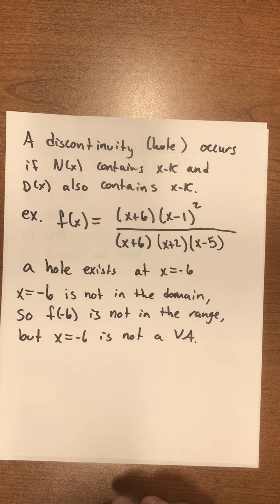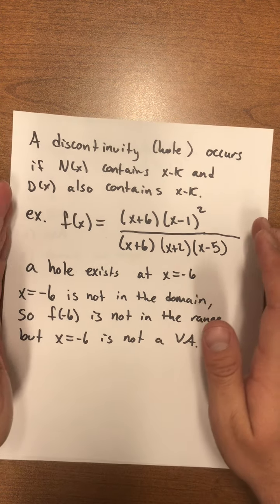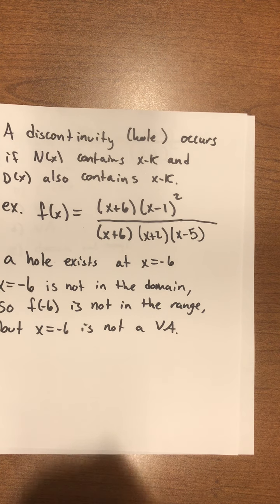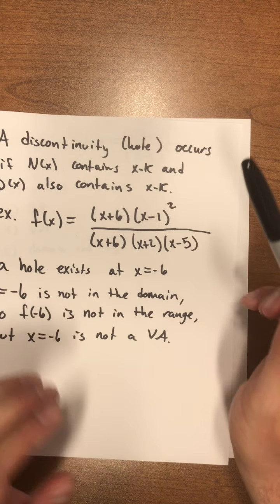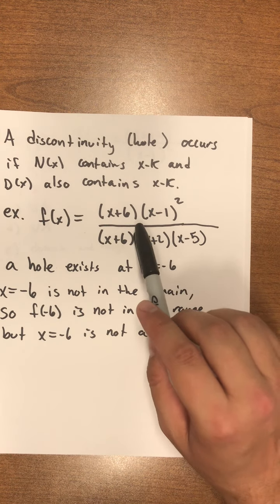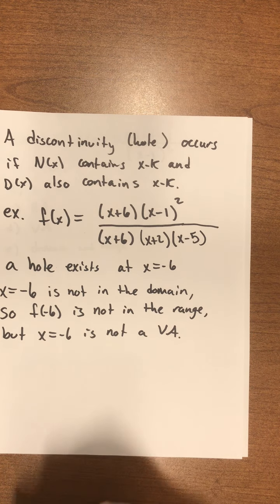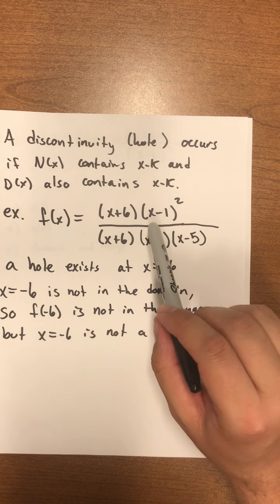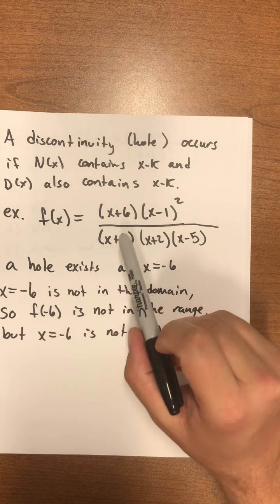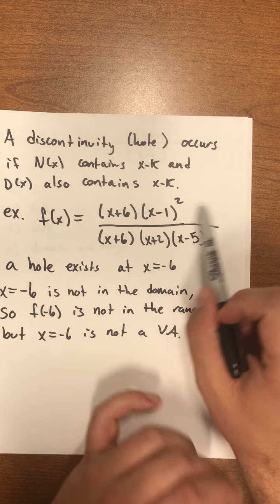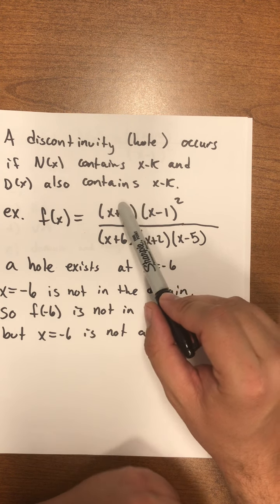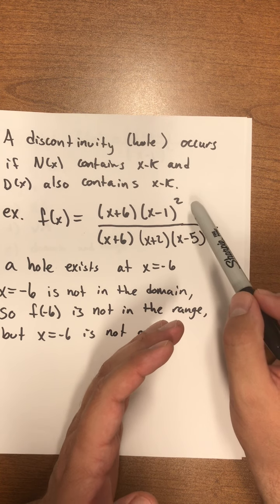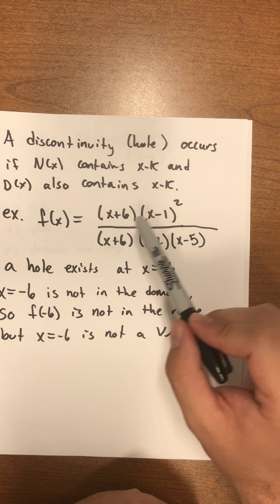Now, a hole in the graph exists if there is a common factor in the numerator and denominator. So this is a function. Functions tell us about a relationship between the independent and dependent variable, x being the independent, y being the dependent. If this were an elementary algebra question that said just simplify the expression, you would then go forward and cancel out the x plus 6 in the numerator and denominator. We are talking about a function as the relationship between an independent and dependent variable.